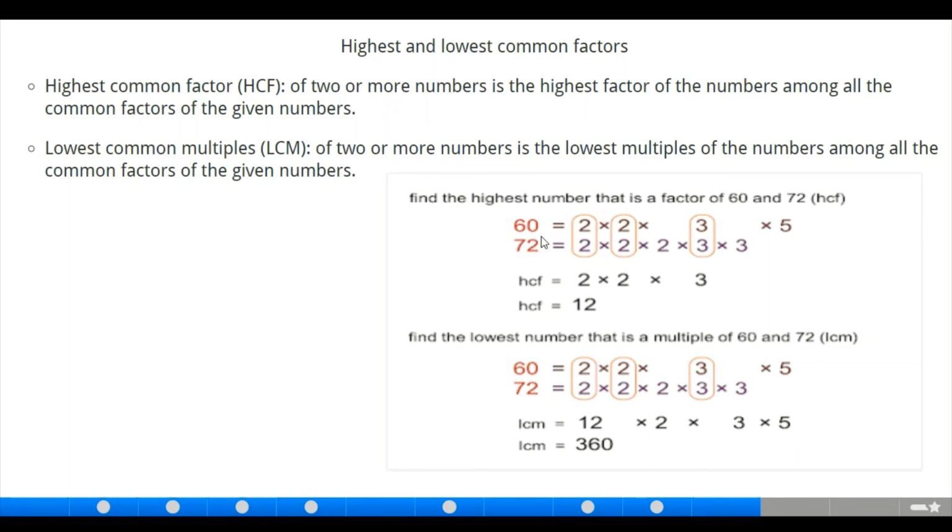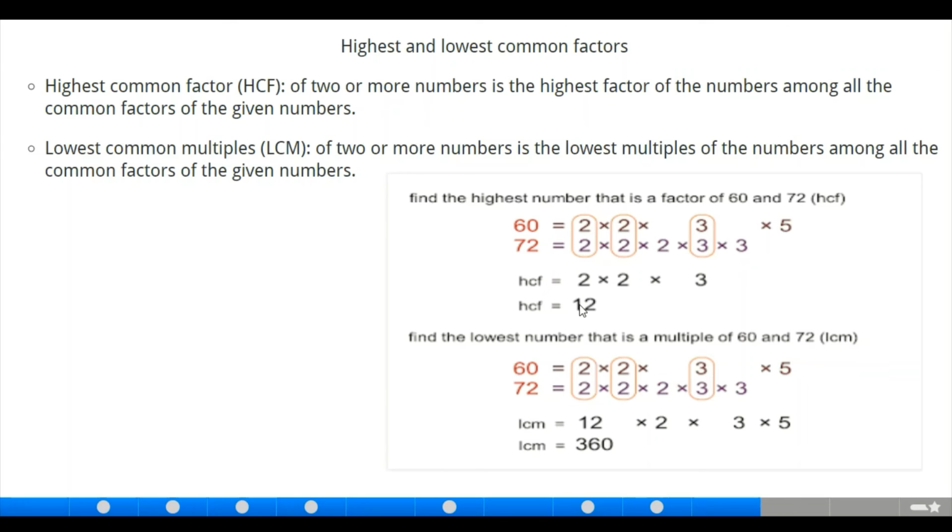Now let's look at the common factors we have here. Under 60 we have 2, under 72 we have 2, so we pick it out. Under 60 we have 2 again and another 2 under 72, so we bring that out. And if you look at it, we don't have any common factor here, but if we look at this, we have a common factor of 3, then we bring them out. Now by the time you multiply the 3 of them together, 2 times 2 times 3 will give us 12. So 12 is the highest common factor for 60 and 72.